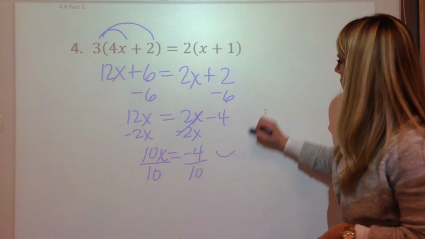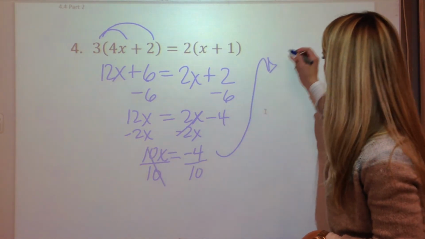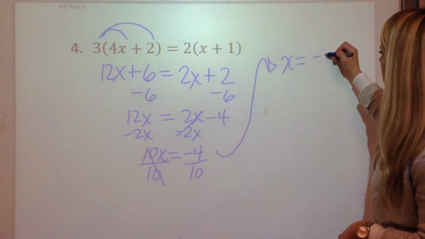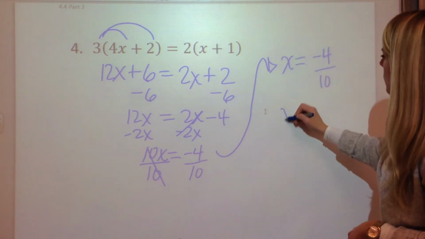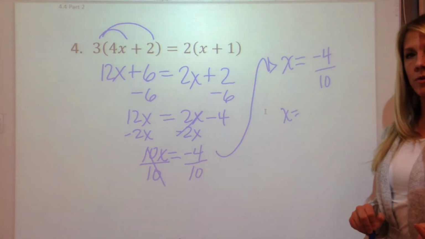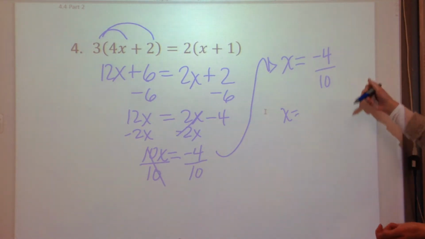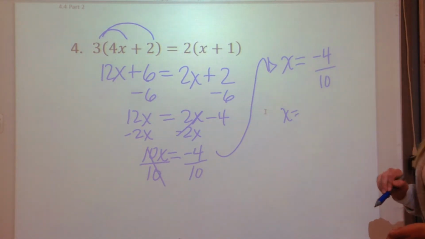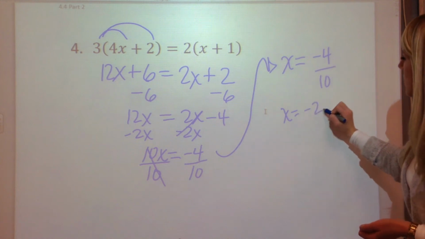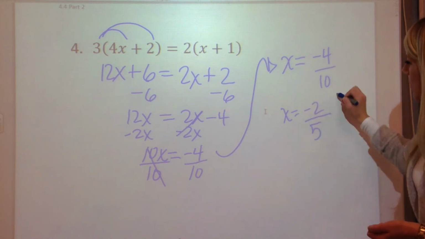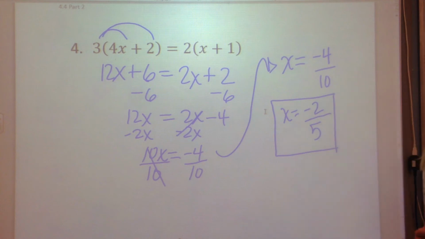So 10 divided by 10 is 1, so I have 1x, or x equals negative 4/10. But again, I want to make sure that my fraction is always reduced. So can I reduce my fraction? Yes, because 2 goes into both negative 4 and 10. So negative 4 divided by 2 is negative 2. 10 divided by 2 is 5. So x equals negative 2/5.